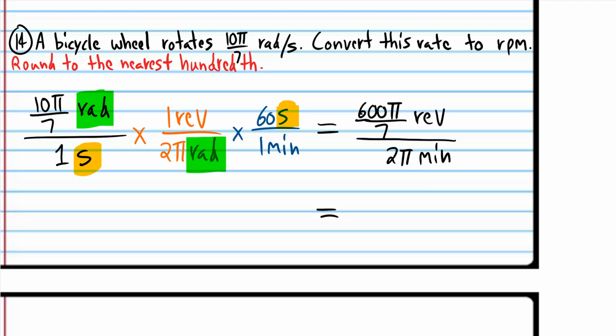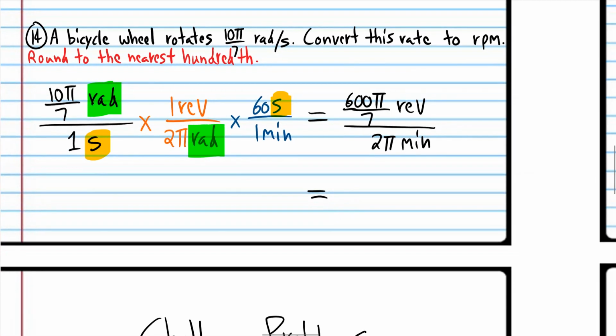Okay, so now we're ready to use our calculator. We could simplify this expression, but it says to round to the nearest hundredth, so we're going to go ahead and use the calculator. 600 times the pi button, enter, divided by 7, enter, then divided by 2, enter, and then divided by pi, enter.